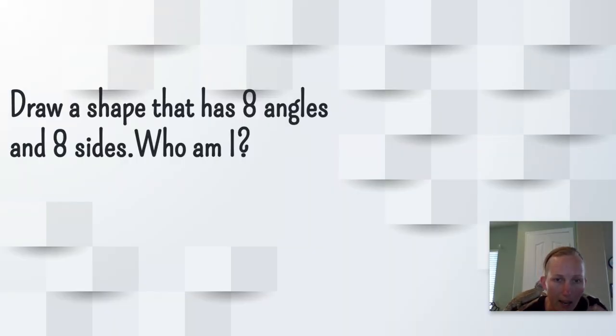Draw a shape that has 8 angles and 8 sides. Remember, angles are those little portions where the sides meet, the space in between where the sides meet. All right, who am I with 8 angles and 8 sides?